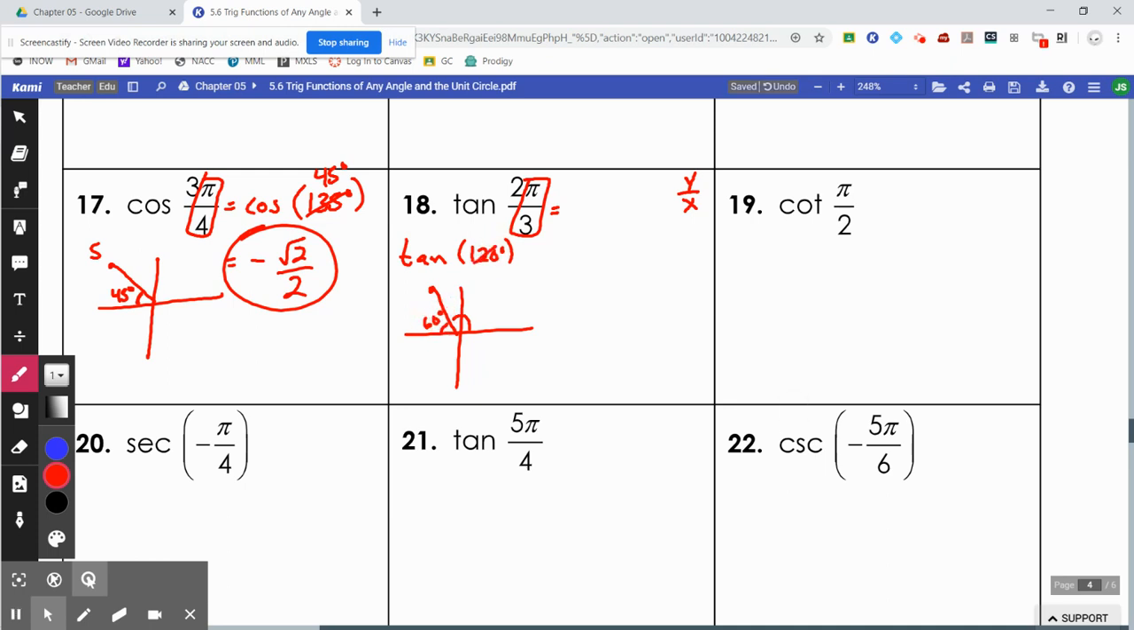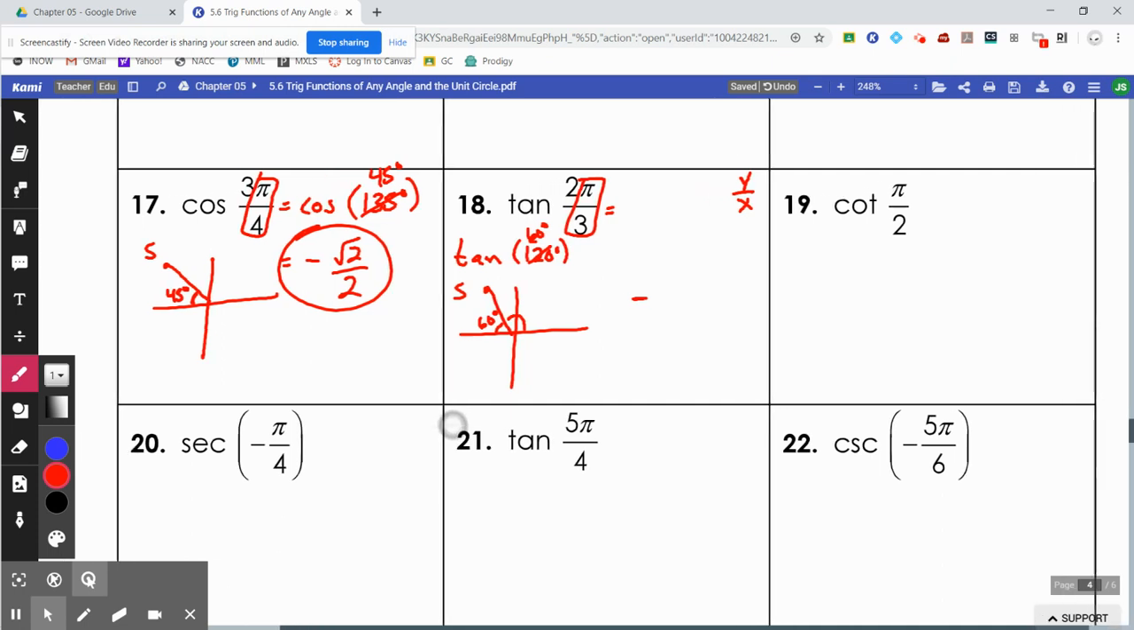So we don't have to worry about 120. We can worry about 60 degrees. However, we do need to know, since we're in the second quadrant, all students take calculus. Our answer here is going to be a negative because sine is positive, tangent and cosine would be negative. Now our x and our y value, we need to find on our unit circle what our y value would be here and what our x value would be here.